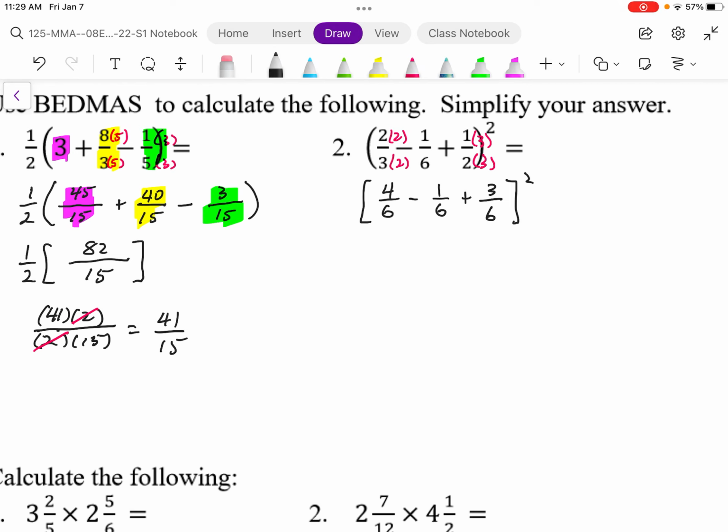Again, BEDMAS means I do the inside first. This is all over one denominator of 6. 4 minus 3 is 3, plus 3 is 6. I get 6 over 6 squared. This is really just 1 squared, and this is equal to 1.